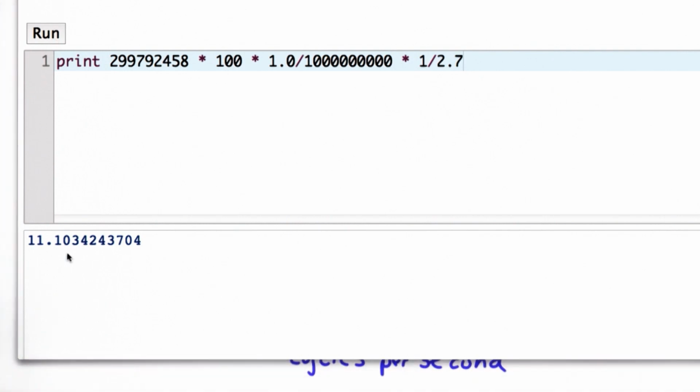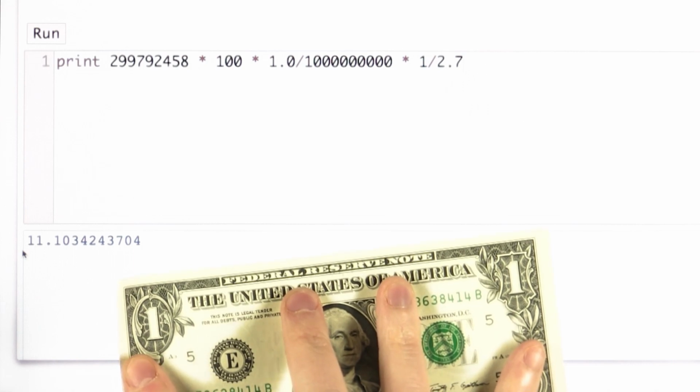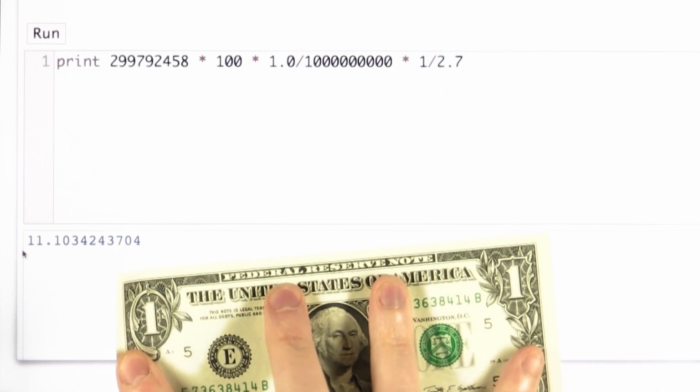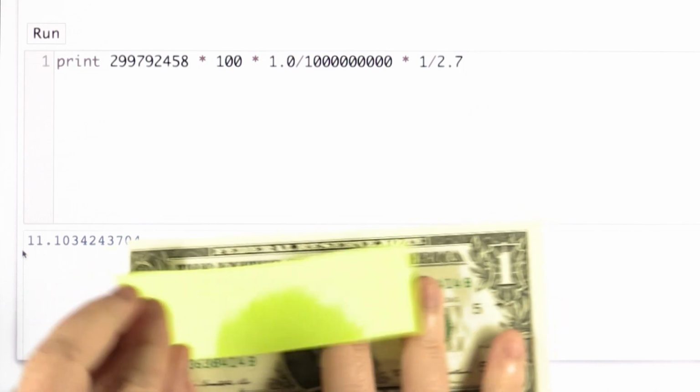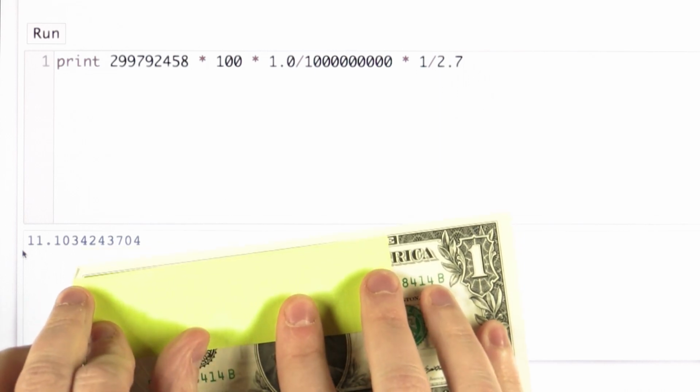So that means in the time the computer has for one cycle, light travels 11.1 centimeters. So how far is that? Let's have a little scale here. If we have a dollar bill, that's actually quite a bit longer than 11.1 centimeters. 11.1 centimeters is about 3/4 of the way across the bill.